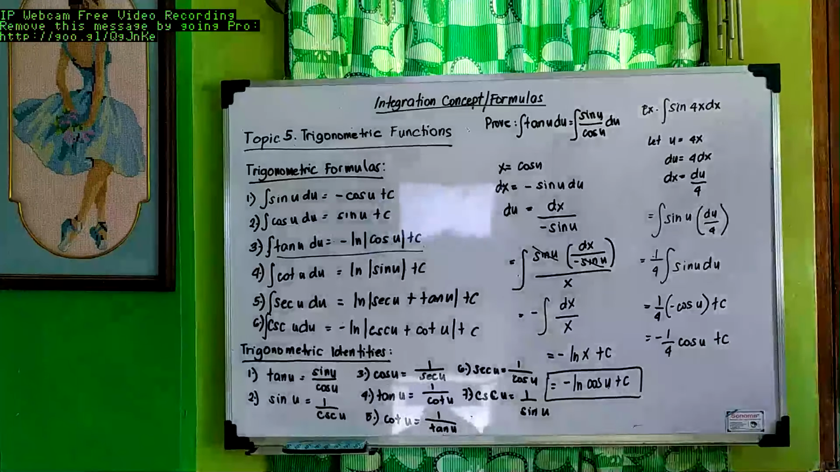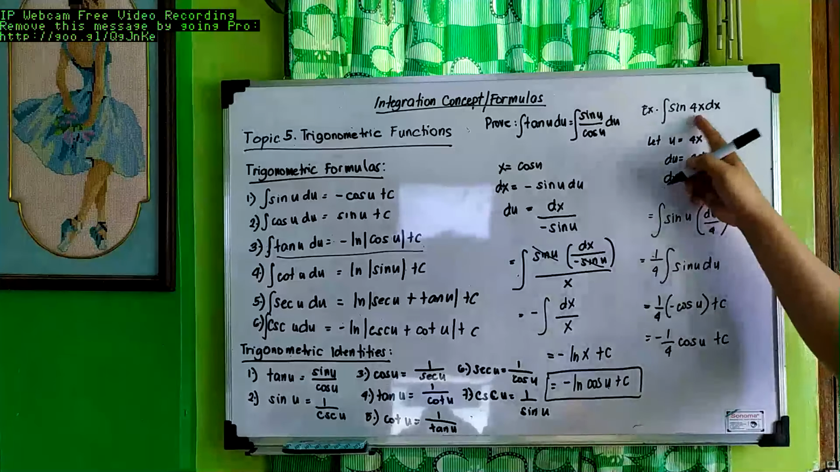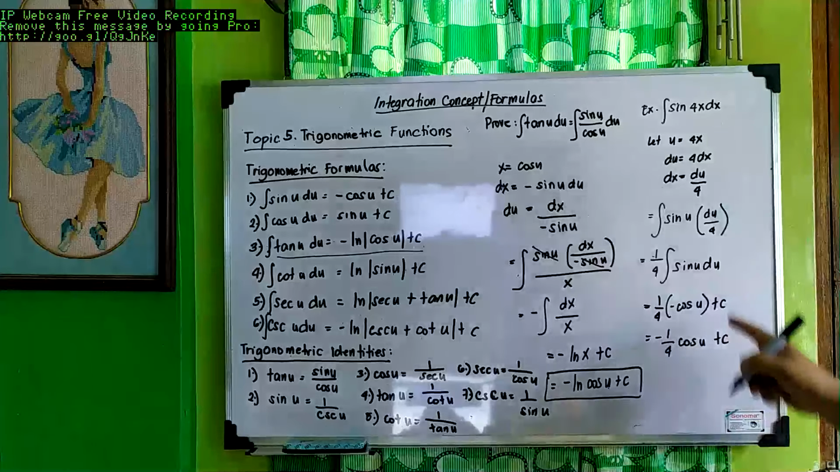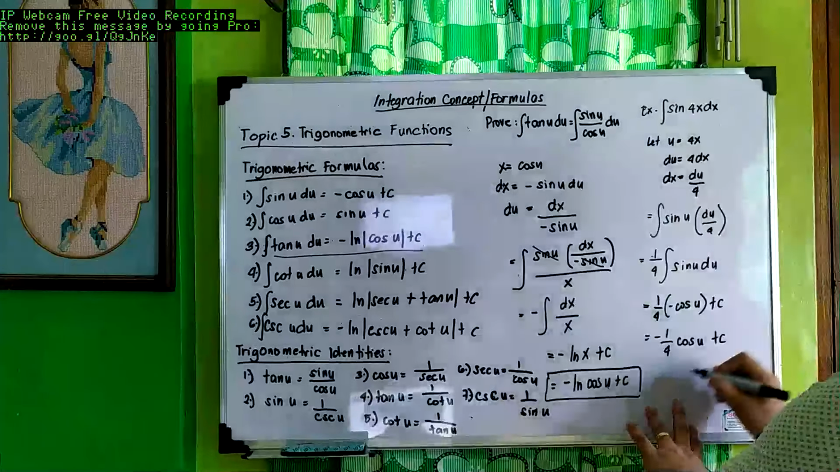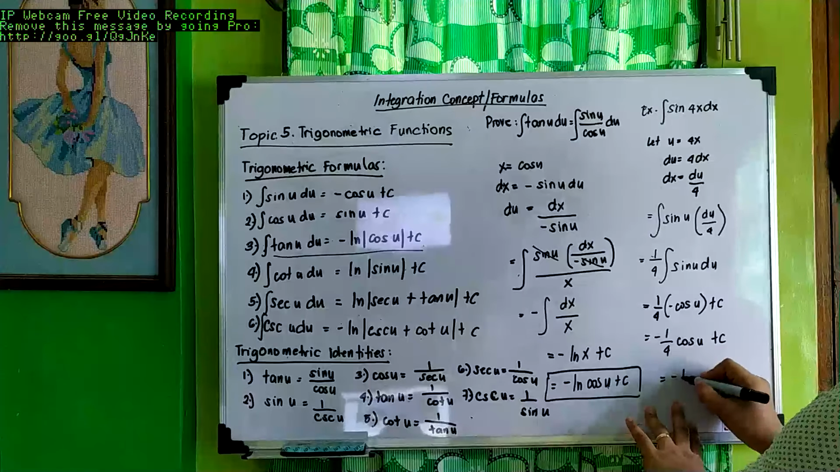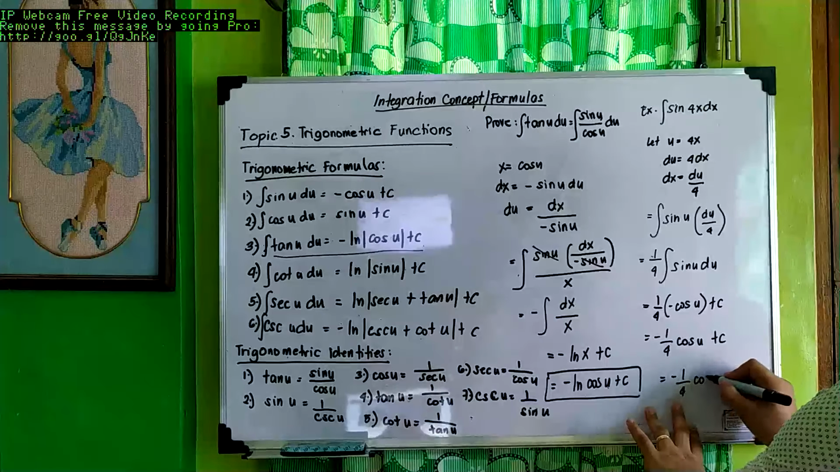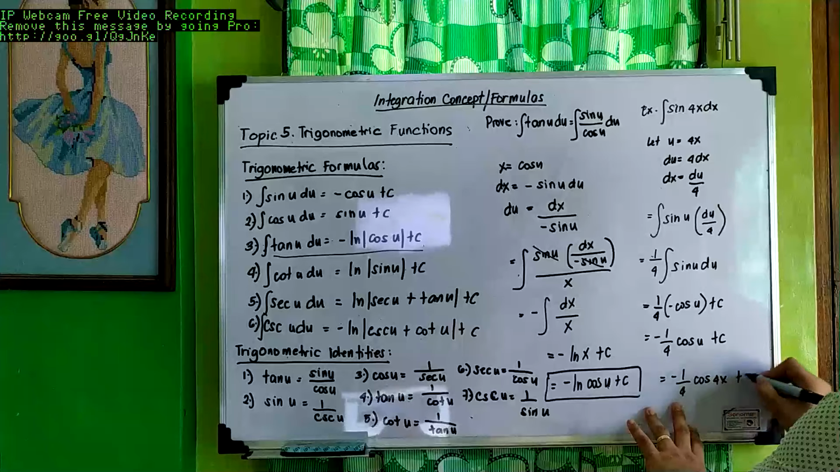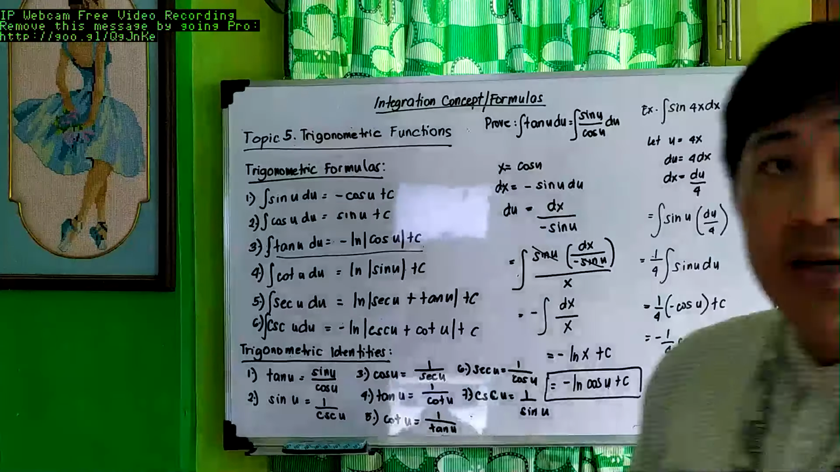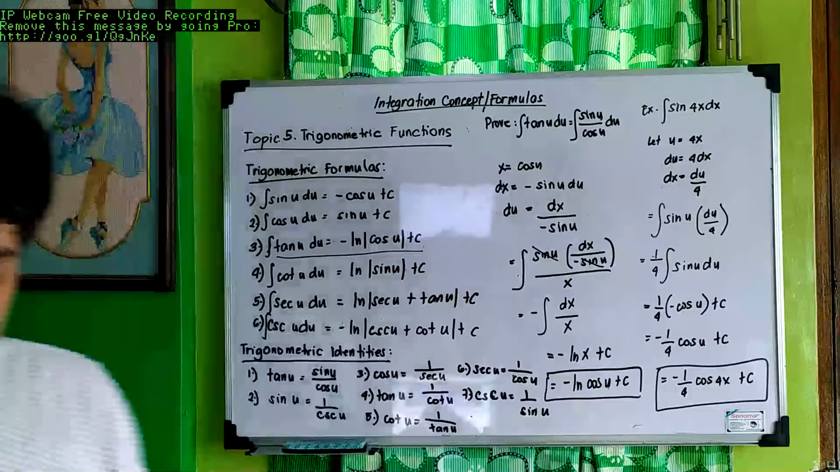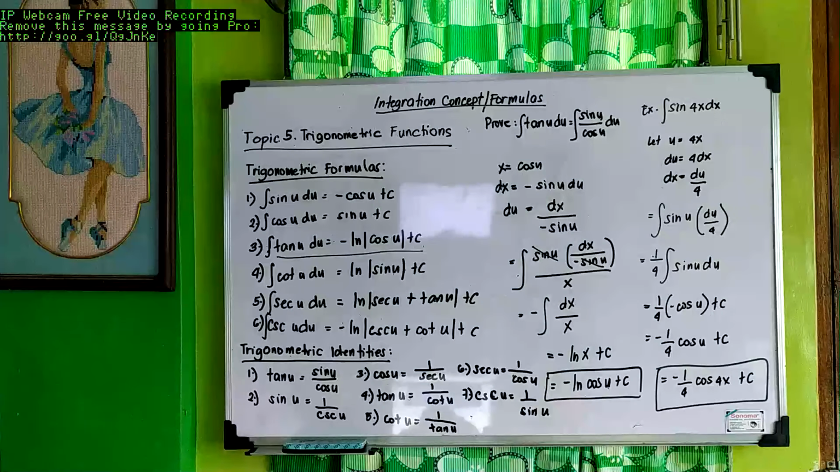But again, we are not yet finished because our given are all on x. Therefore, we need to substitute back the value of your u, which is equal to 4x. So you have negative 1 over 4 cosine 4x plus c. Okay? So, check first. So, look at it first.